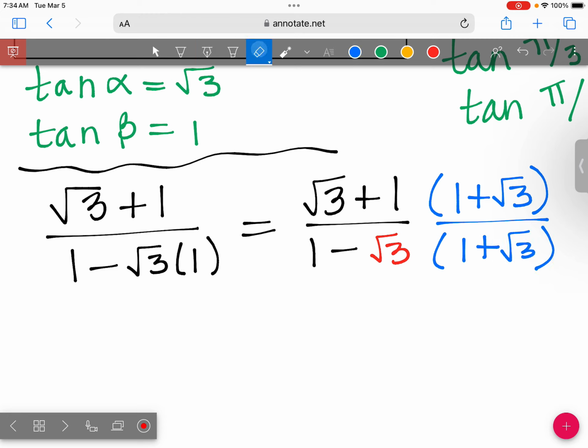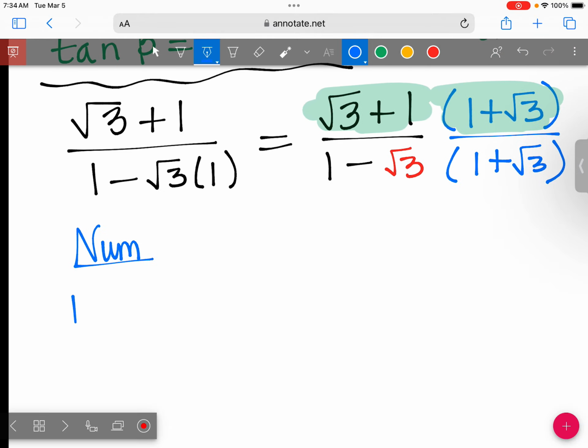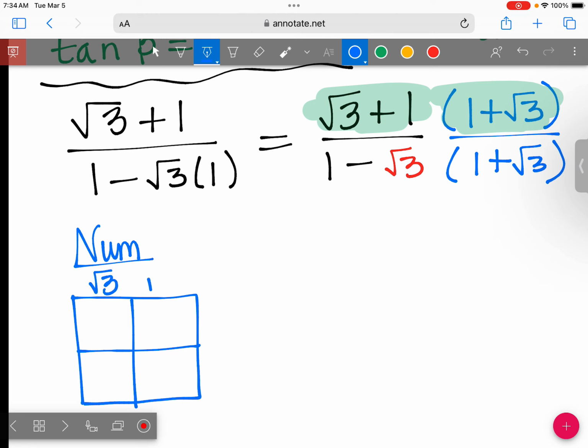All right, so let's go ahead and start with the numerator. Let's multiply these two, and we're going to make a box. So I'll give you a minute to do that. For the numerator, I'm making my box, and I'm multiplying the square root of 3 plus 1 times 1 plus the square root of 3. All right, take 60 seconds. Filling out 4 squares.